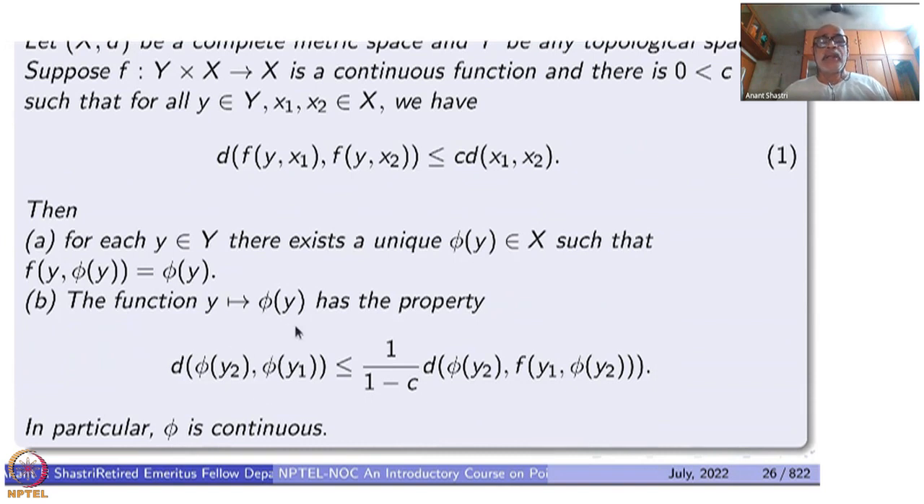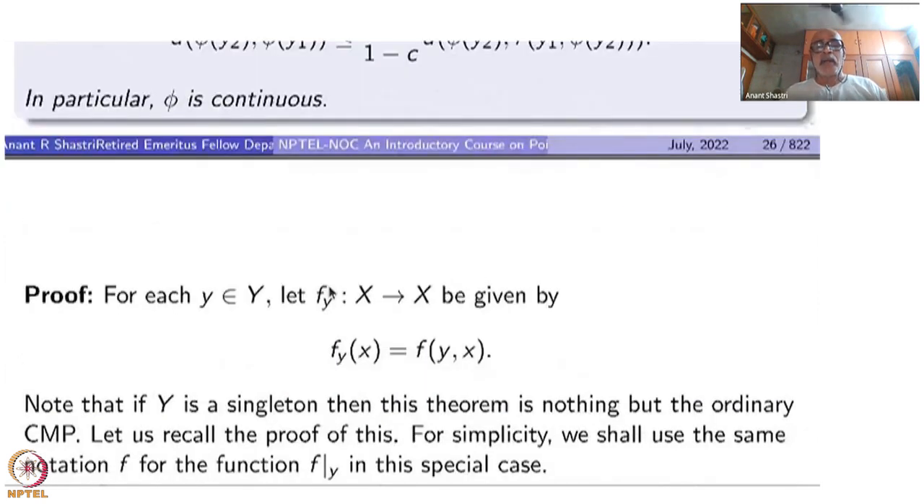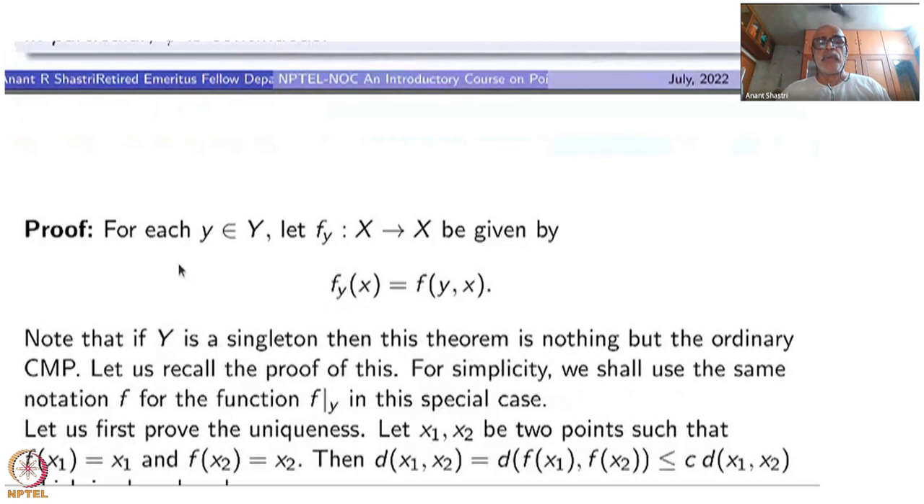Okay. So let us go through the proof of this one. All right. First of all, let us recall the proof in the case when there is a single function, namely for each y inside Y, let us look at f_y, one single function, X to X, given by f_y(x) = f(y, x). The y coordinate is fixed, so you get one single function.